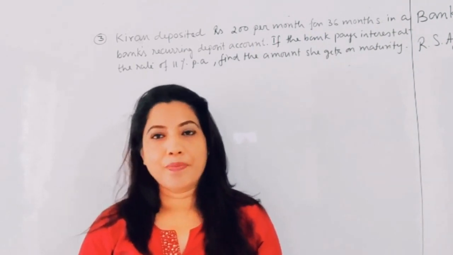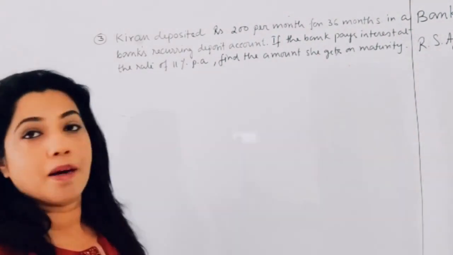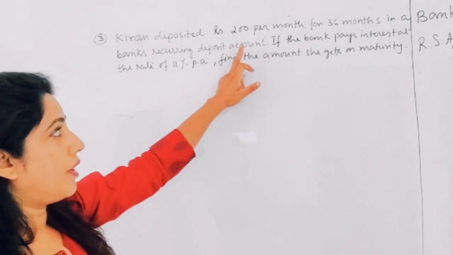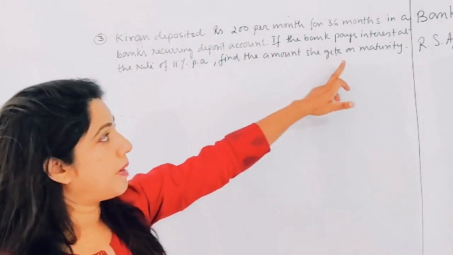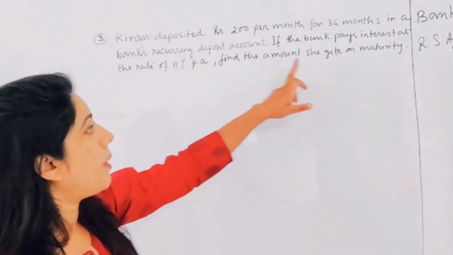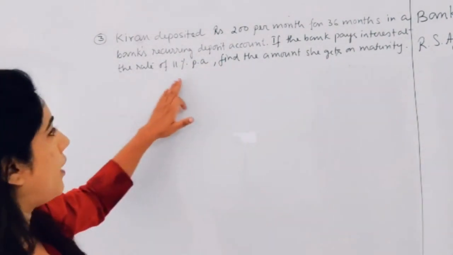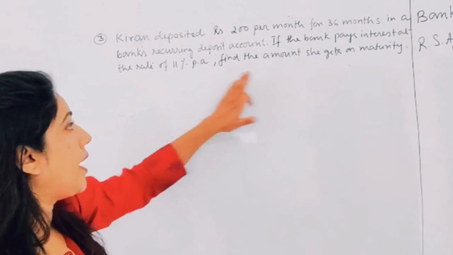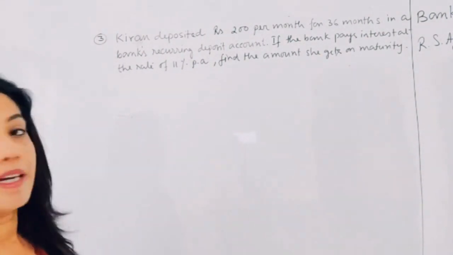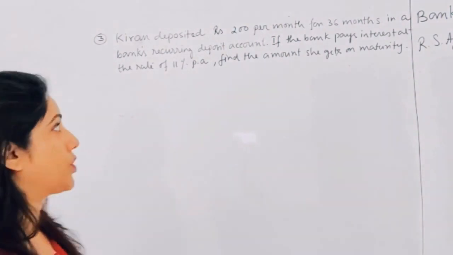Let's get started. So the third sum from R S Aggarwal. Kiran deposited rupees 200 per month for 36 months in a bank's recurring deposit account. If the bank pays interest at the rate of 11% per annum, find the amount she gets on maturity. Okay. So let us write down the information given in this question.